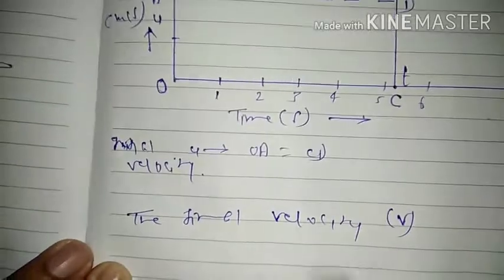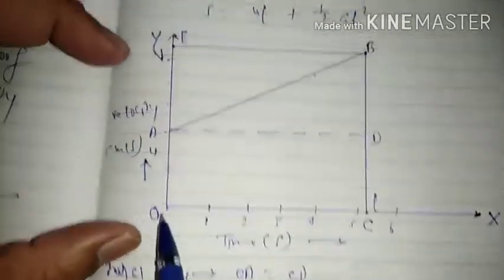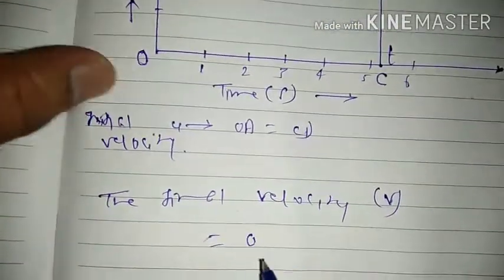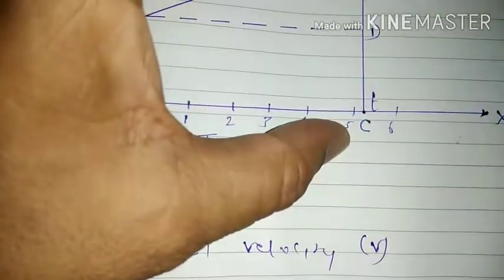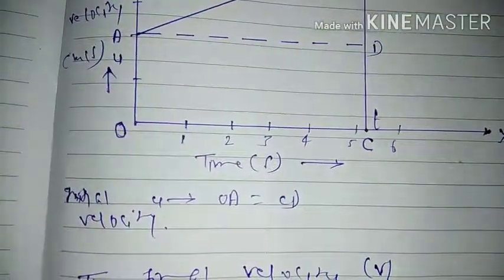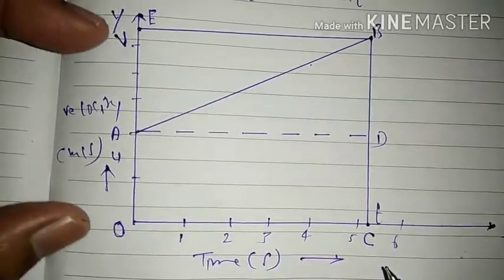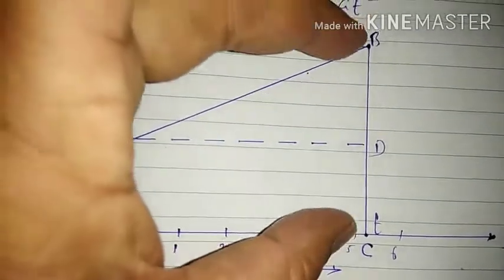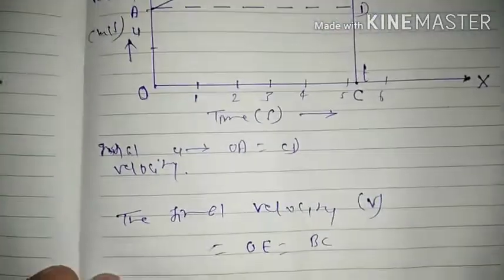Again, the final velocity, which is represented by v, is given by the portion OE. So here v is equal to OE, and this is equal to BC, because the opposite sides of a rectangle become the same. Here OEBC is a rectangle whose side OE is equal to BC. So we can write easily OE is equal to BC.